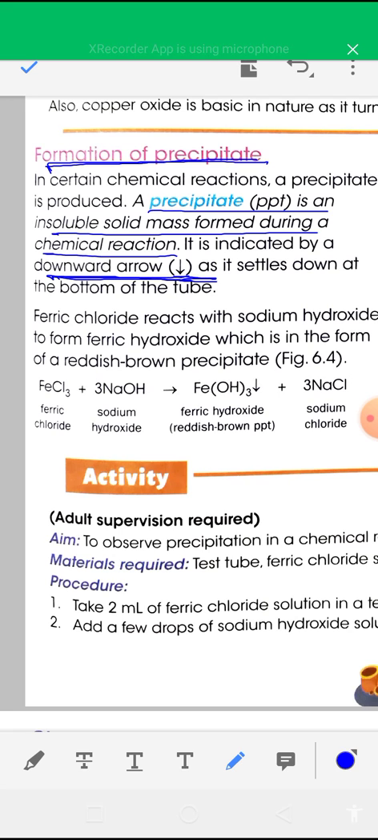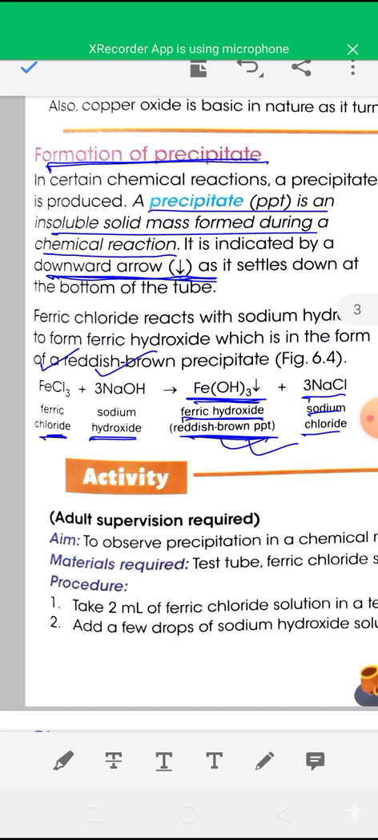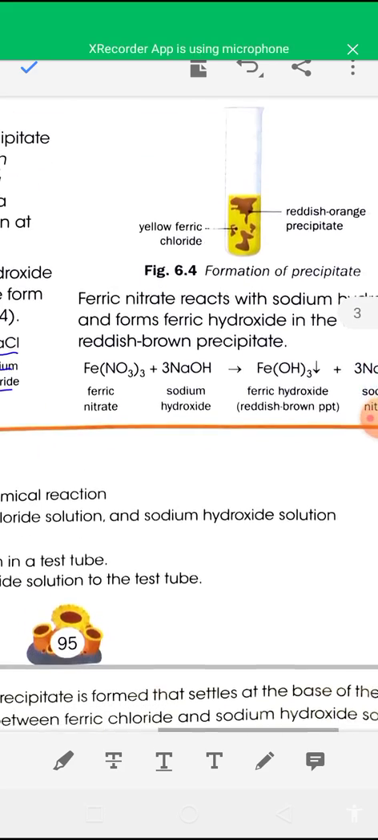For example, when ferric chloride, FeCl3, solution reacts with sodium hydroxide, NaOH, solution, you will get a reddish brown precipitate due to formation of ferric hydroxide, Fe(OH)3. This is a precipitate, and sodium chloride is the other product. So in this reaction you will get a reddish brown precipitate of ferric hydroxide. So in certain chemical reactions a precipitate is formed. One more example is given here.